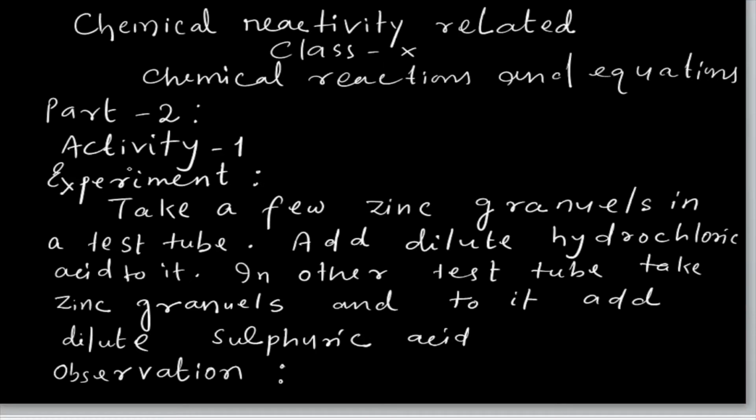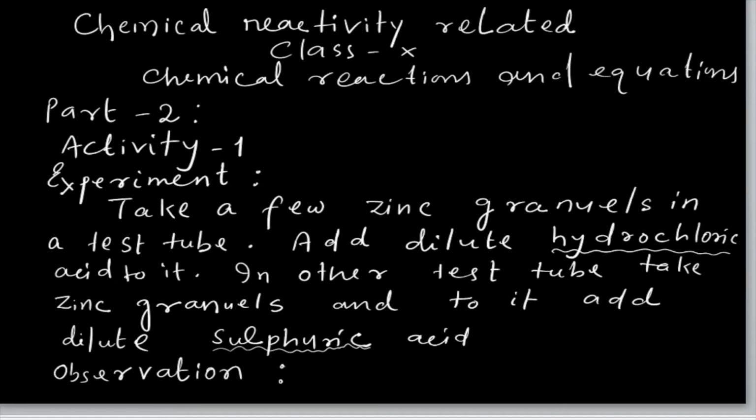So this is activity 1. In this activity 1 you will see what the experiment is. You will take zinc granules in a test tube and add dilute sulfuric acid and dilute hydrochloric acid. That means you take two test tubes. In test tube 1, you will add dilute hydrochloric acid to zinc granules. In the other test tube, you add dilute sulfuric acid on zinc granules.